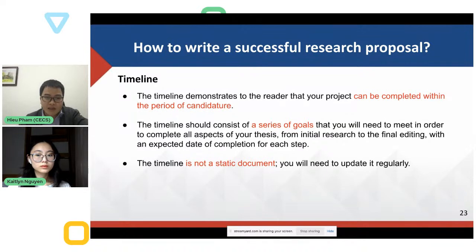And the timeline is not a static document. Okay, you can adjust and modify it depending on how the project goes. Maybe we have some unexpected factors, so sometimes you need to change it, right? So a timeline is not a static document, and you will need to update it regularly.